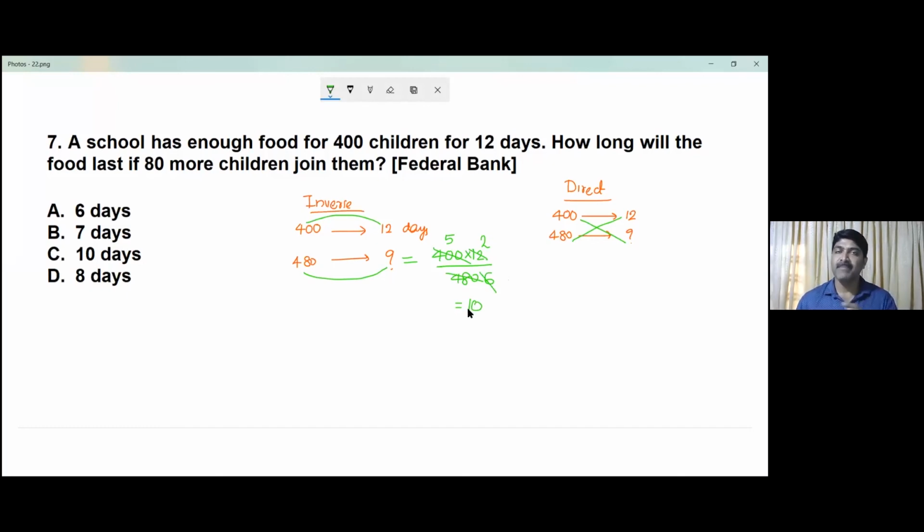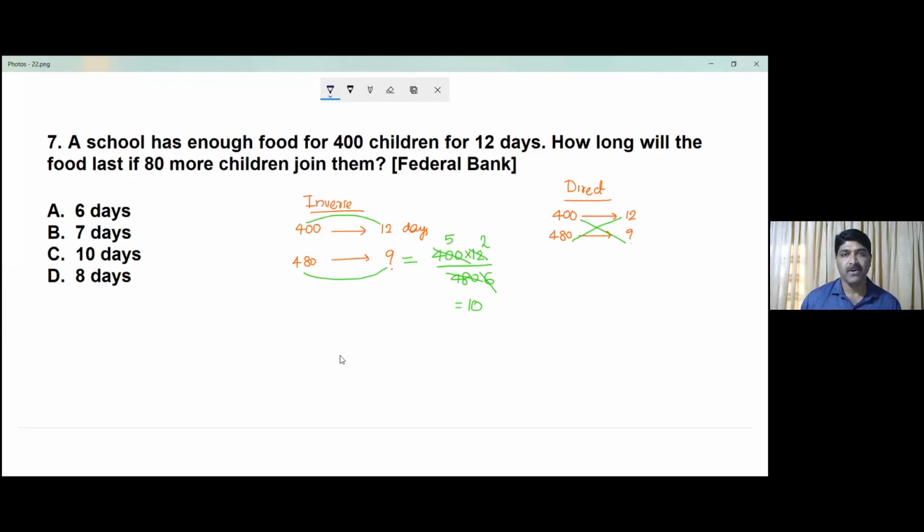So understand, keep this point in your mind. First, you have to understand whether the situation is a direct variation or inverse variation. If it is a direct variation, you have to follow the normal unitary method or this cross product condition. Instead, if it is an inverse variation, you have to follow this horizontal product condition. Got it? So the same method we are applying for the case of time and work.